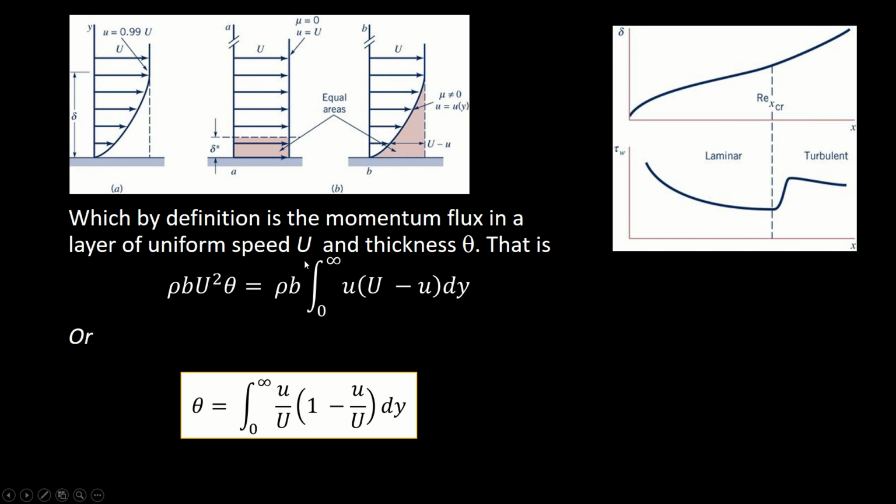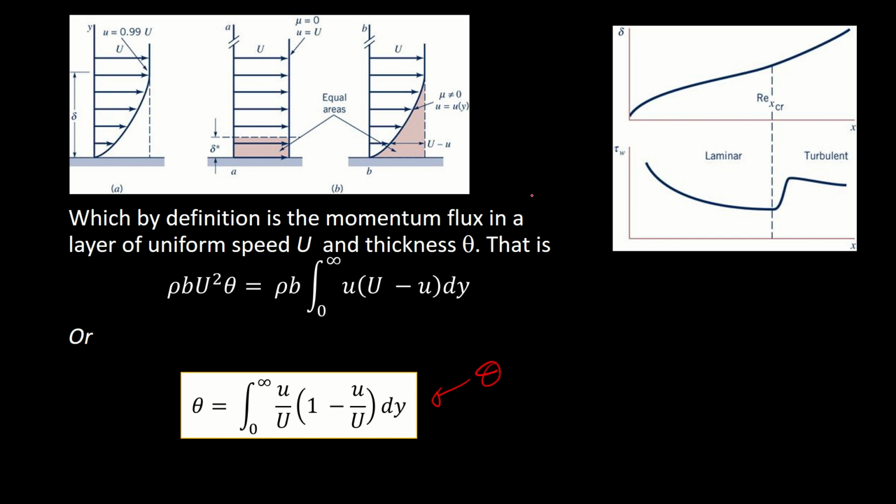Okay, which by definition is the momentum flux in a layer of uniform speed U and thickness theta. So that is rho b U squared theta equal to rho b integral from 0 to infinity of u times (U minus u) dy, or momentum thickness theta equals the integral of u over U, free stream velocity, times 1 minus u over free stream velocity, dy. Okay, so this is the boundary layer momentum thickness.